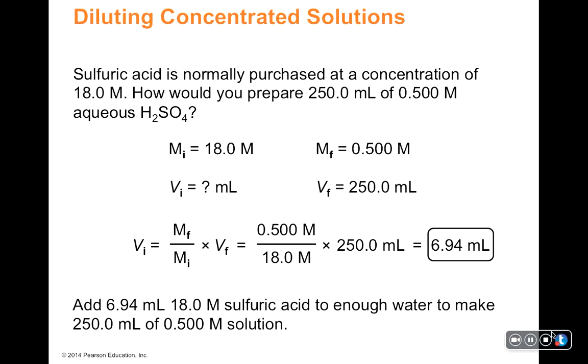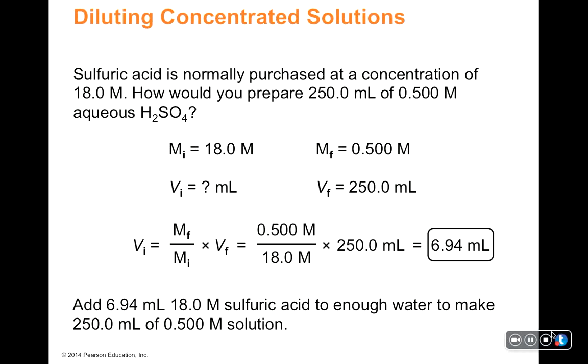So let's pick this problem apart a little bit. They're giving you an initial concentration of 18 molar. So that's why you see there M sub I equals 18. That's the initial concentration. They're giving you a volume you want to prepare, so that's the final volume. How would you prepare 250 milliliters? That's the final volume you want to make, V sub F, of a 0.5 molar solution, and that's the final concentration that you want to make, so that's the M sub F.